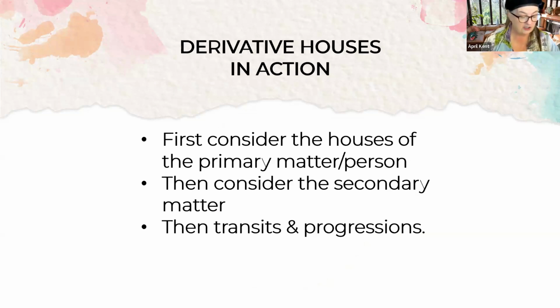So the first thing you do, as I said on another slide, is consider the house of the primary matter or person. Then you consider the secondary matter. So if it's your child's job, your child is the primary person, their job is the secondary matter. Then I look at transits and progressions to these houses and their rulers.